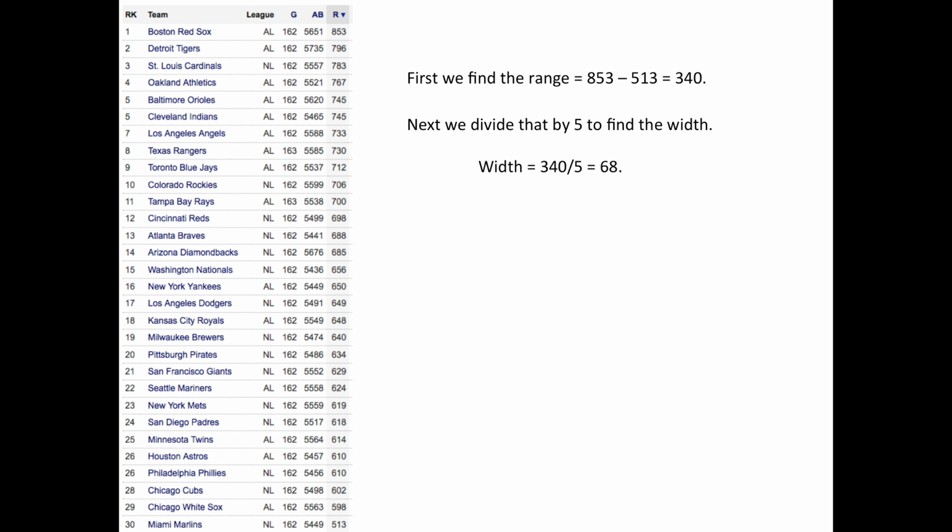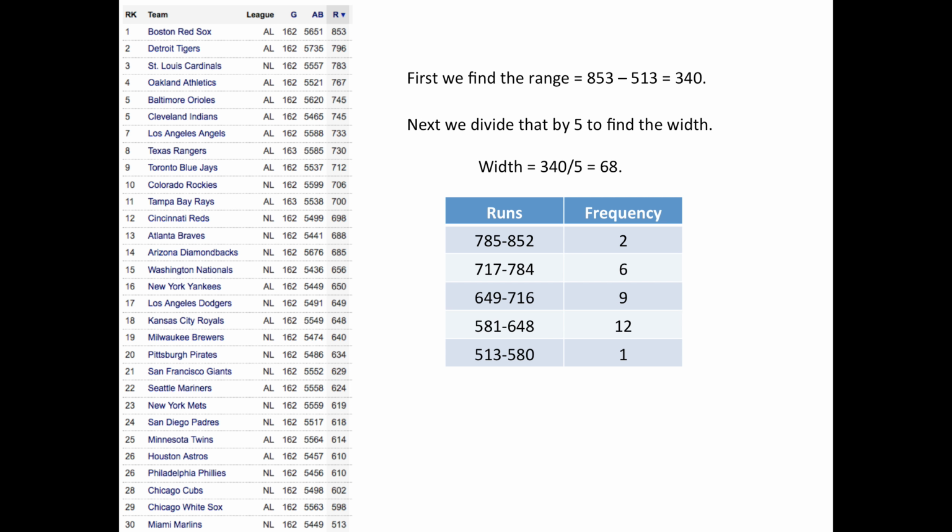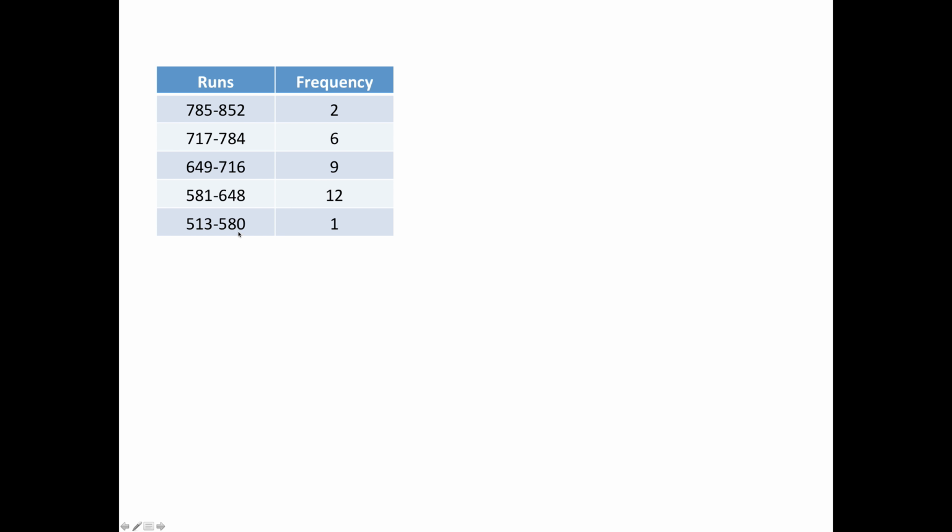If it was a decimal, if it would have said 67.1, I would have rounded up to 68. But it came out to be 68. So, as mentioned before, you start at the bottom number 513, and then you go from here to here by adding the width 68, and then add 68, add 68, add 68. And then you fill in this number, because if this one starts at 581, then this bottom one down here has to stop at 580.